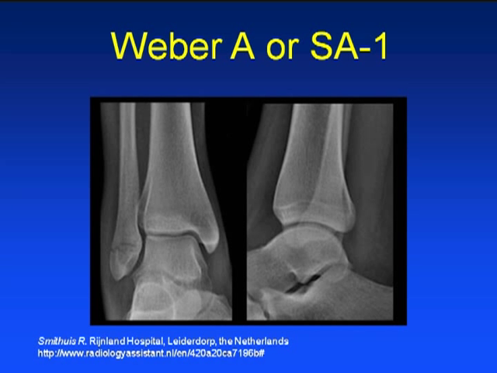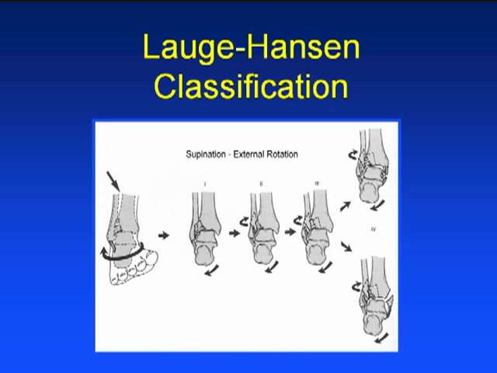Here is a Weber A, if you will, a horizontal below the plafond fracture, or a supination adduction, stage 1. And so you've got breakage here, but you haven't broken medially. The next type that we'll talk about is a supination external rotation. And this is a fracture. If you work in the ER, you've seen one of these in the last 3 days. I mean, they're just so common.